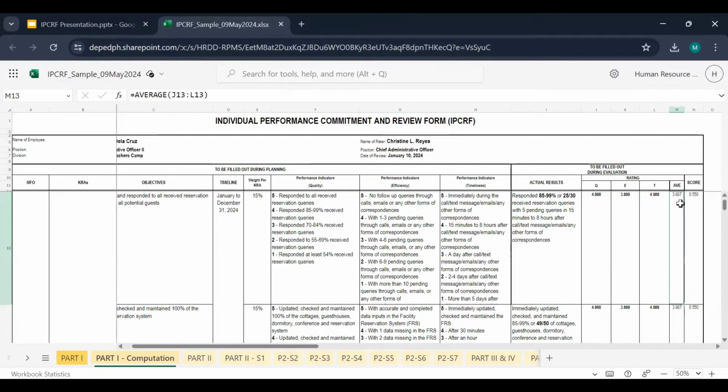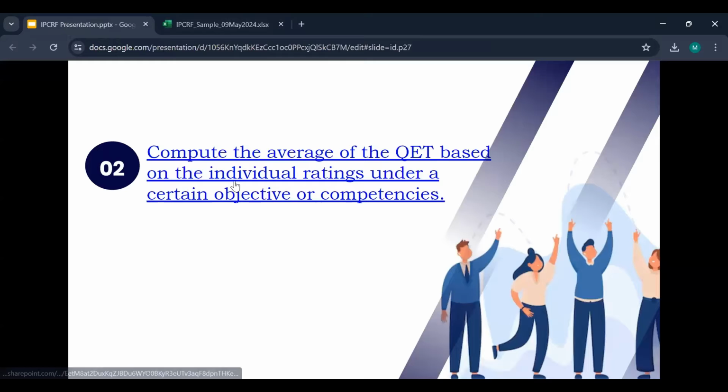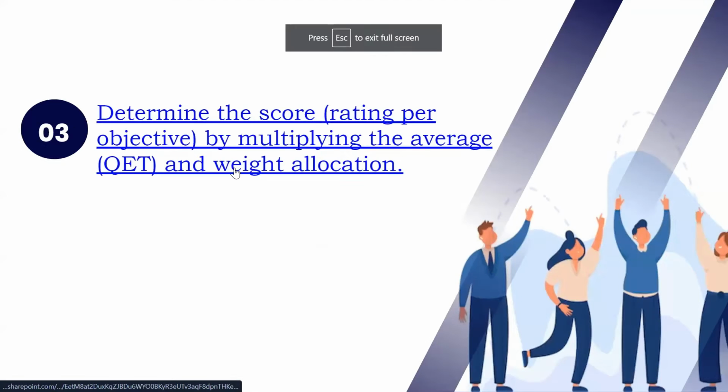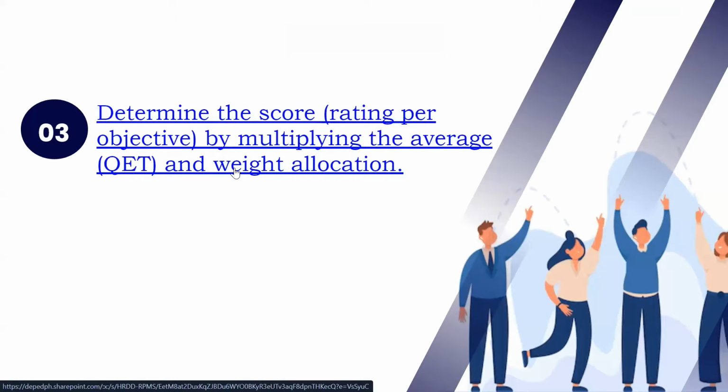It's also important to note that the rating for QET should be a whole number, while for the average and scores, the performance rating should have at least 3 decimal points only. So after the computation of the average of QET, let us proceed to step 3. Determine the score by multiplying the average QET by the weight allocation.